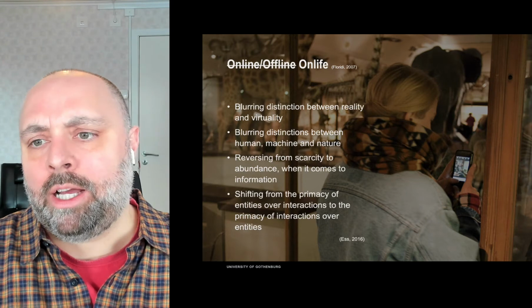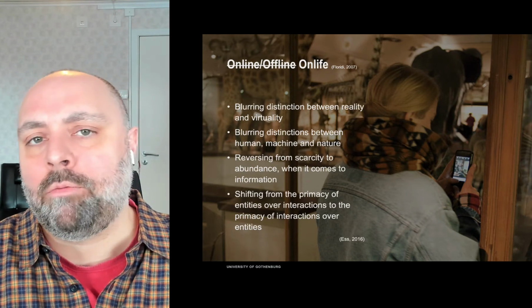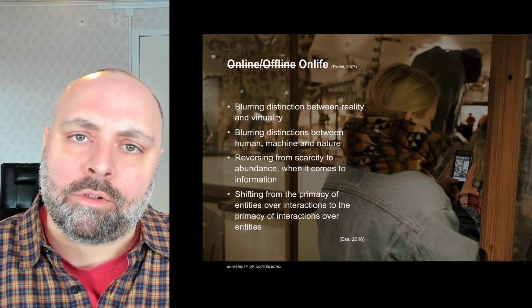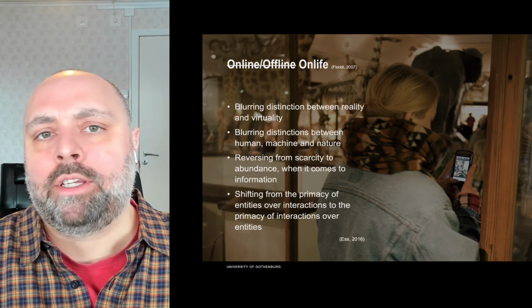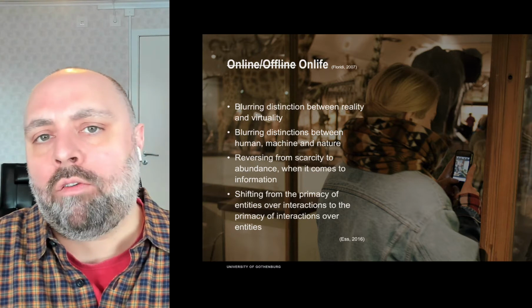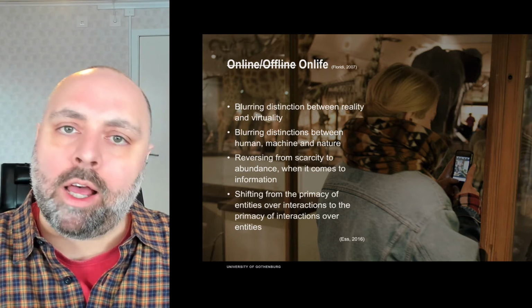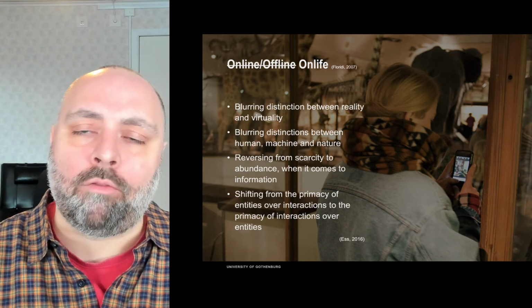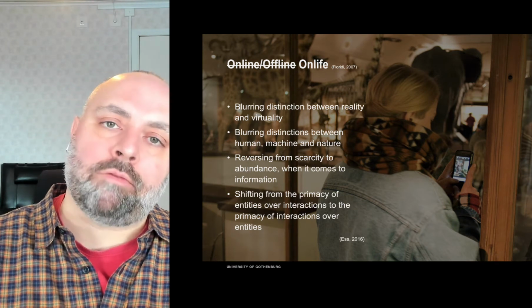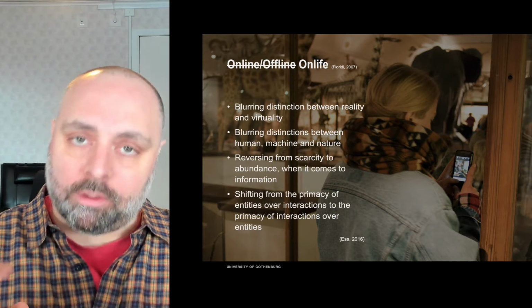And this brings us to one of the words I used in the title for this, on life. And this comes from a philosopher called Luciano Floridi, who in 2007 minted this idea of breaking down this online-offline divide. What happens online in virtual space being somehow different from what happens offline in real space.